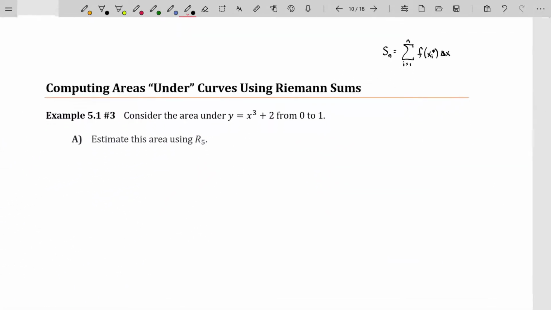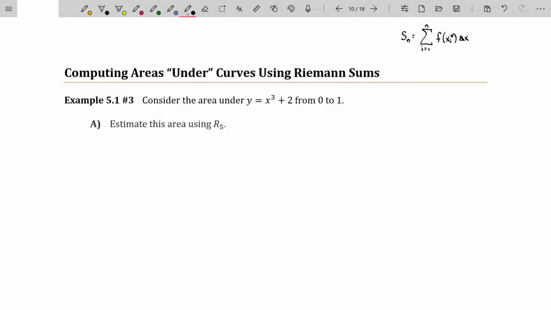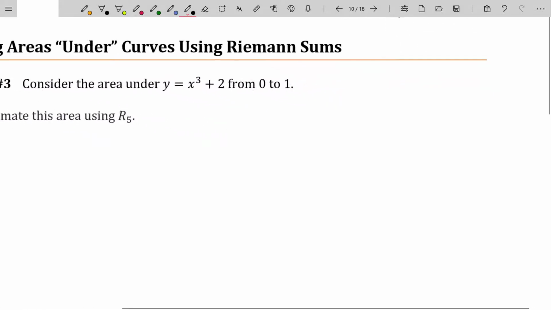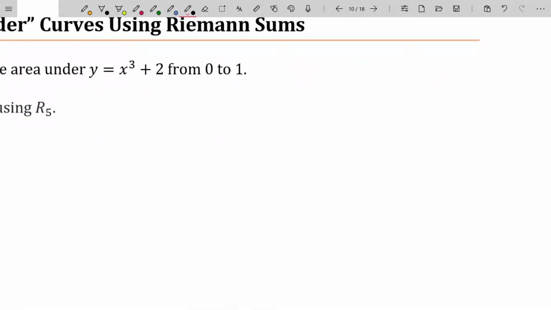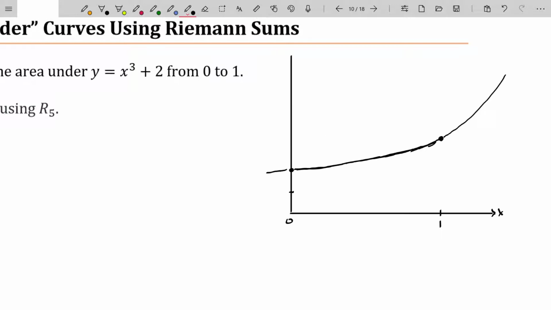All right, so consider the area under the curve y equals x cubed plus 2 from x equals 0 to x equals 1. This one I can actually graph by hand. So this is the graph of y is equal to x cubed plus 2. It doesn't look like a cubic because I've scaled it differently than what you're used to. I scaled it so that I can just fit it on the screen.